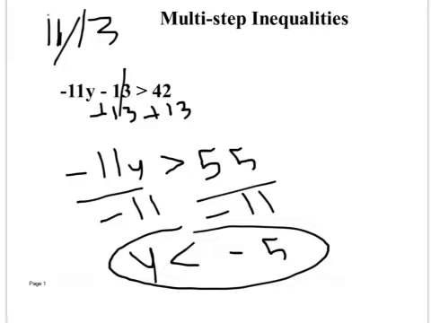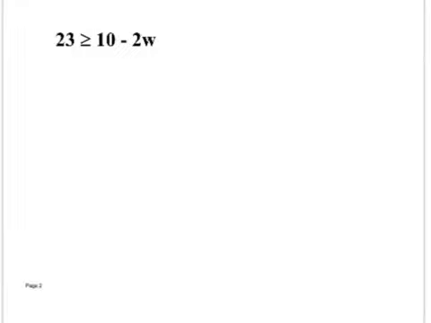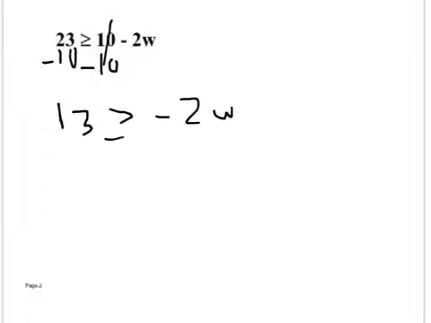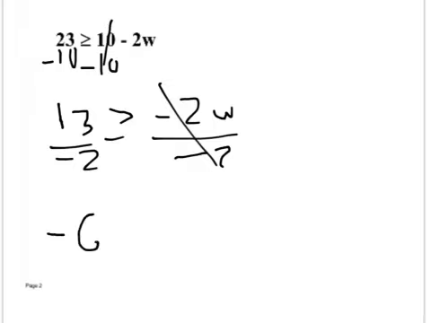Any questions? No. Write this down. 23 is greater than or equal to 10 minus 2w. First thing I do is subtract 10. That gives me 13 is greater than or equal to negative 2w. I divide by negative 2, which is negative 6.5. I have to change my sign because I divided by a negative number, as in my rules from yesterday.